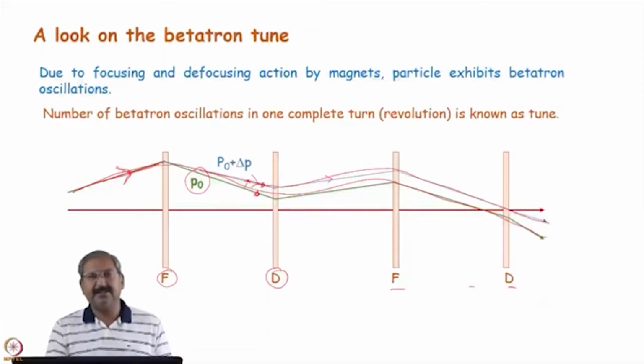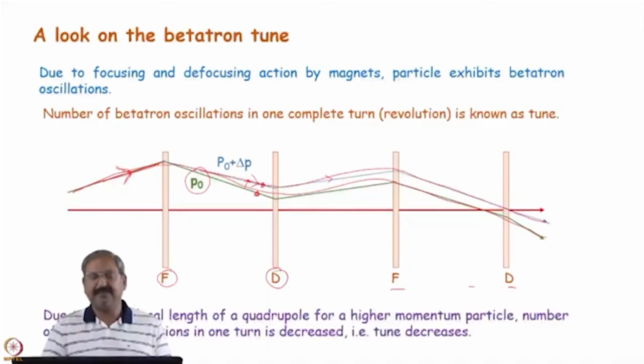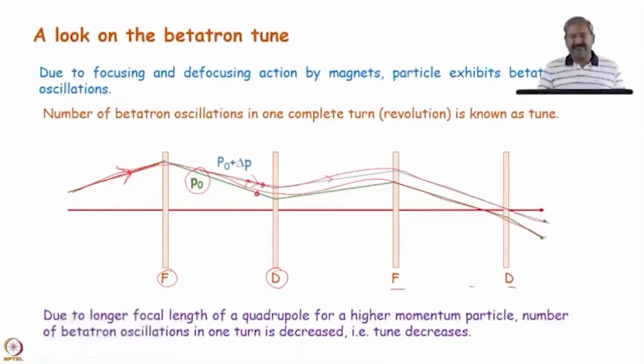Meaning the tune, the number of Betatron oscillations in one complete turn, of the higher momentum particle has been reduced. And as we said earlier, tune is a very important parameter for an accelerator. So the tune has been changed, and we have to correct this tune. How much the tune has been changed and how we can correct it, we will see in this lecture.